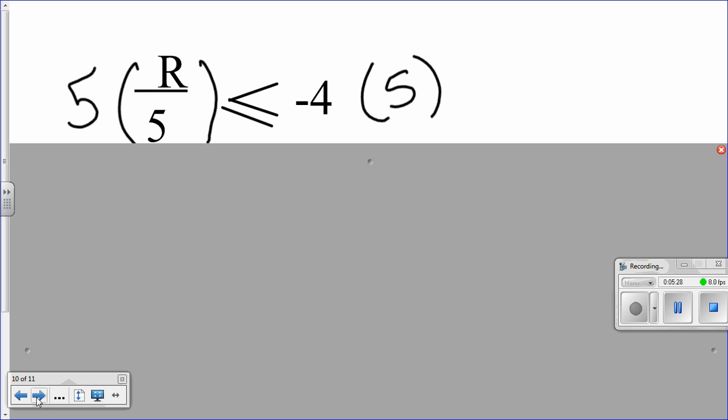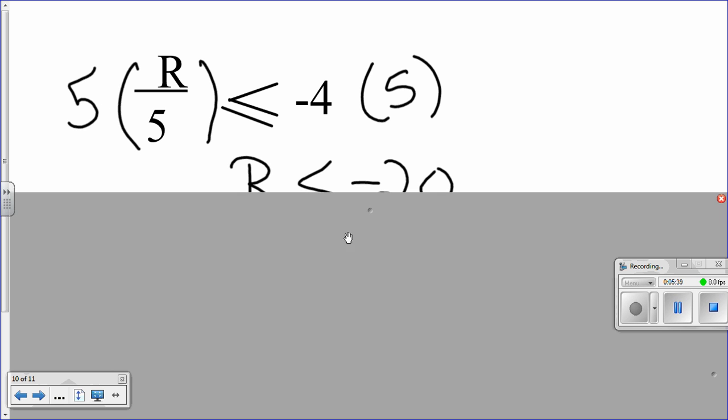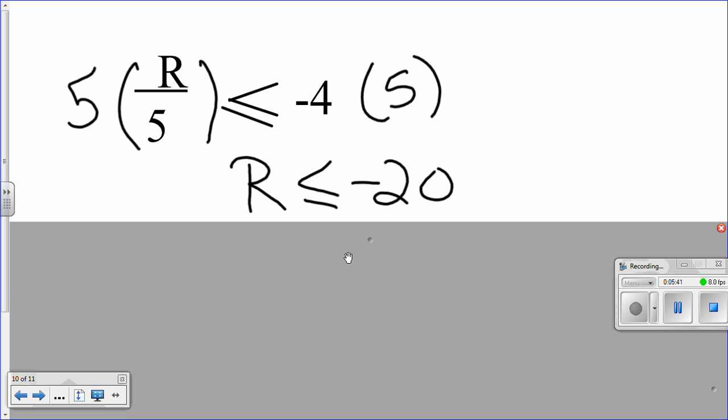Keep that in mind, because sometimes people think when we have a problem like this, r divided by 5 is less than or equal to negative 4. We're going to multiply each side by positive 5, but we don't change the symbols. Yes, there's a negative here, but the number that we're multiplying both sides by is positive, so we do not flip the sign. Okay, don't let that confuse you. We end up with r is less than or equal to negative 20.